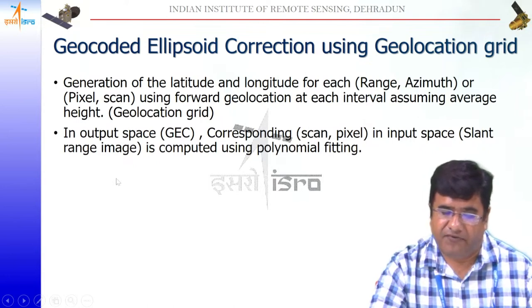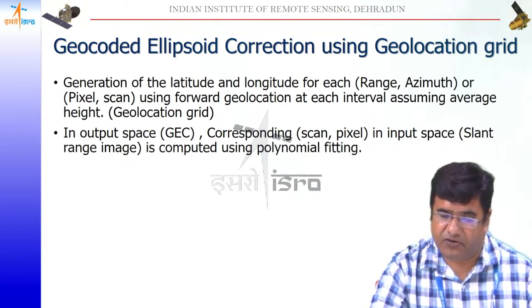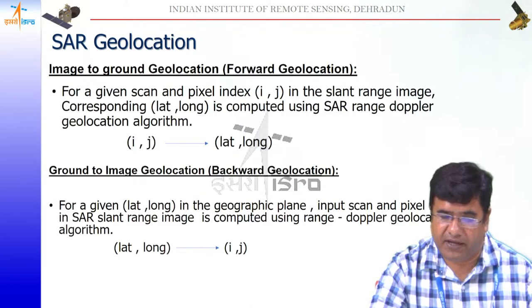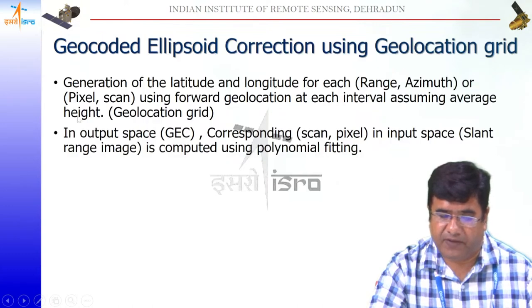Okay, we have the image, and for a particular pixel, we will calculate the lat long using the forward geolocation model. So from there we will find out for a particular pixel value what the lat long is. This type of grid we can make: for a particular pixel, what is the lat long.